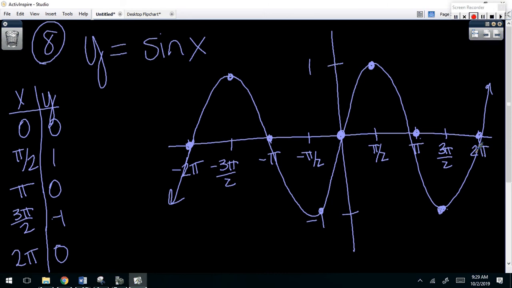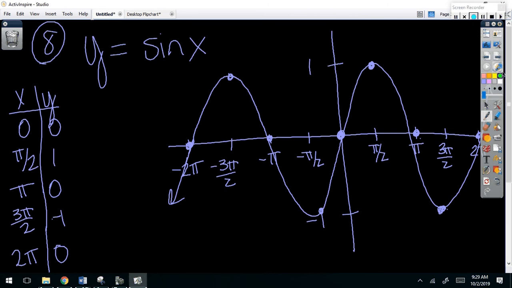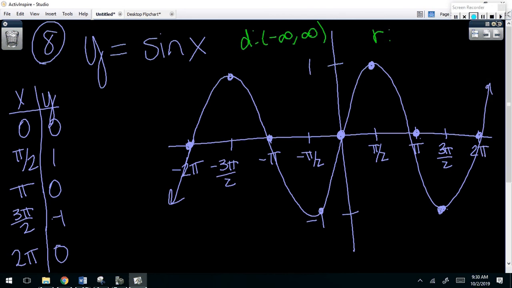What is the domain of this function? Negative infinity to infinity. What is the range? And be careful, look at the graph here. It never goes below -1, and it never goes above +1. Why? It's never defined there. When we do our unit circle and get into all that, it'll make a little more sense. The unit circle's tough when you first learn it.